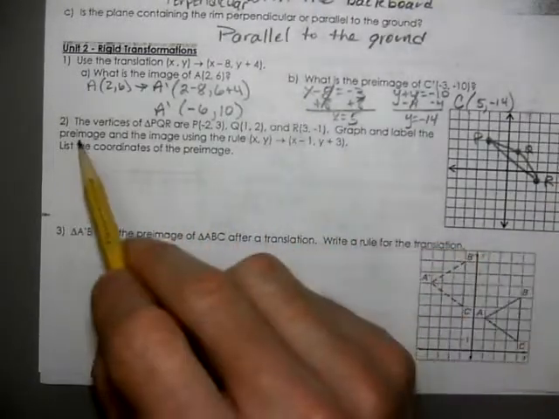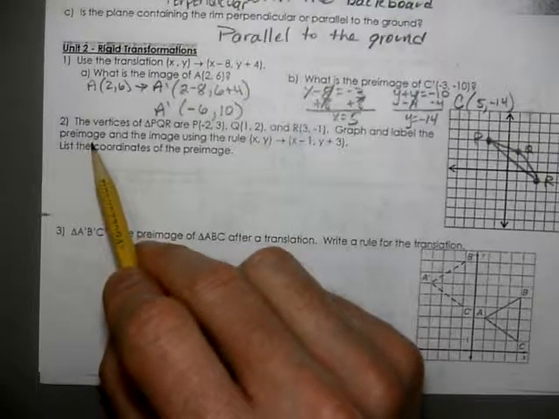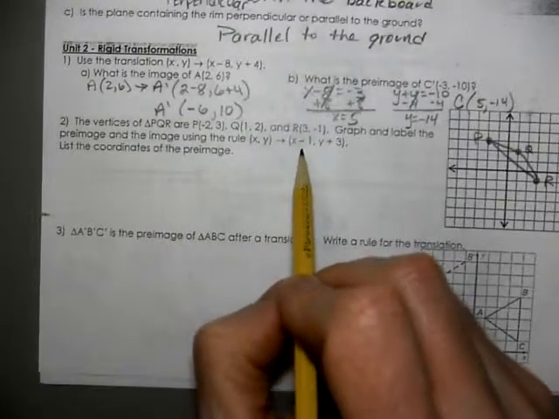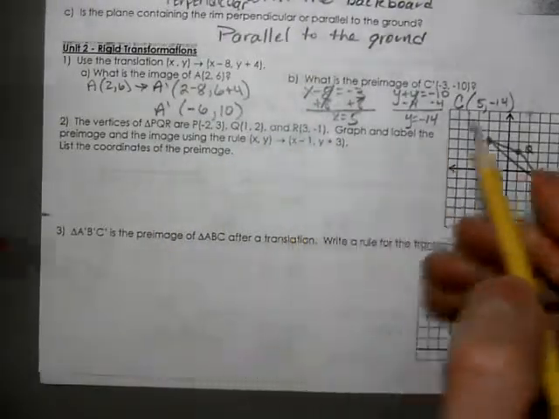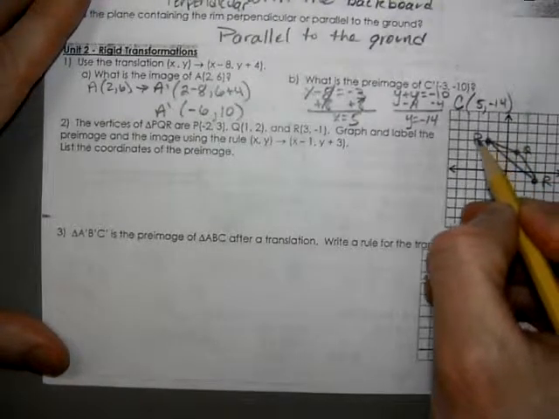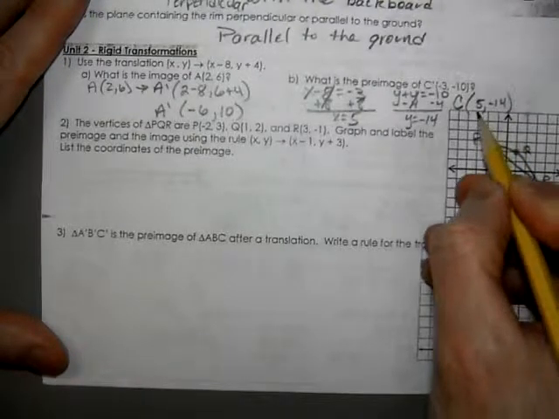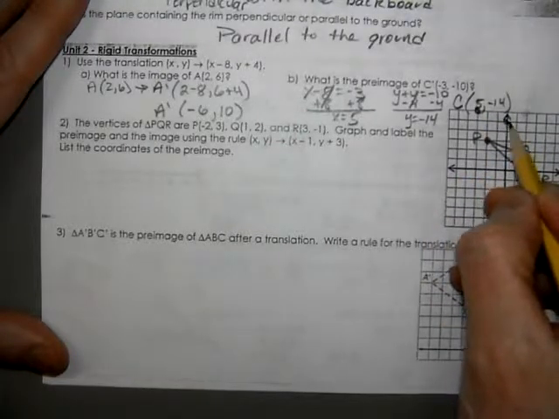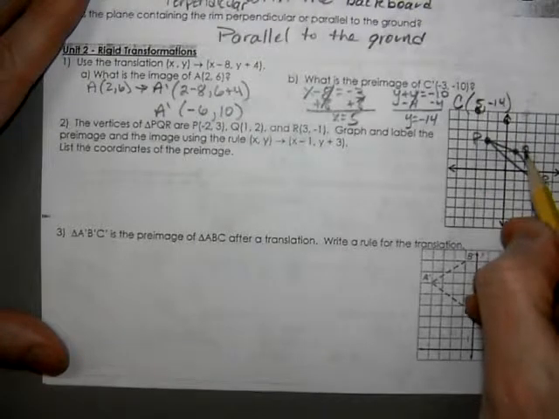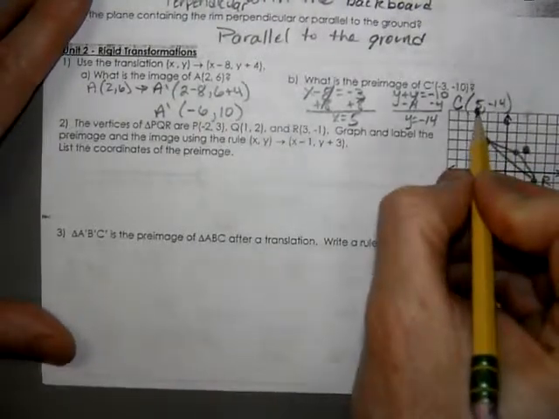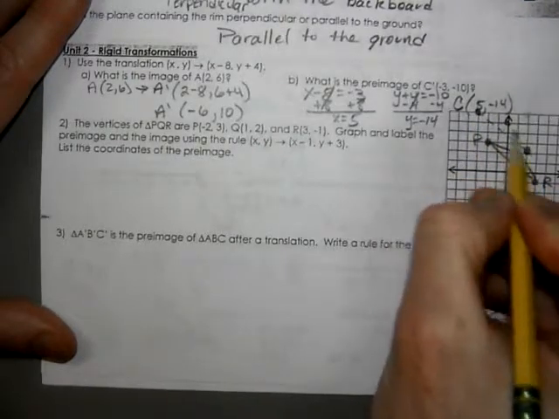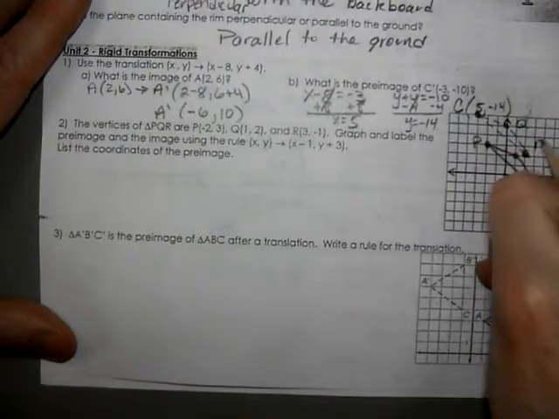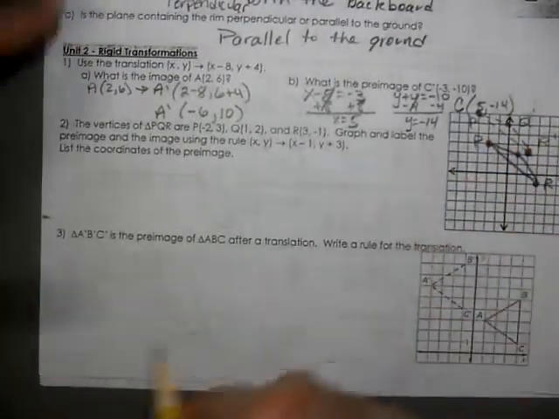Now we're going to graph and label the pre-image. That's what we did here. And we're going to figure out where the image is if we apply this rule. This is a lot easier to apply to. We're going to go negative 1, positive 3, negative 1, positive 3, negative 1, positive 3. So this becomes Q prime, R prime, and P prime.